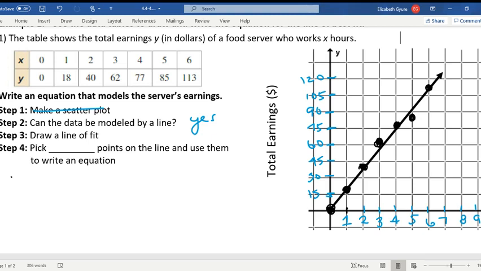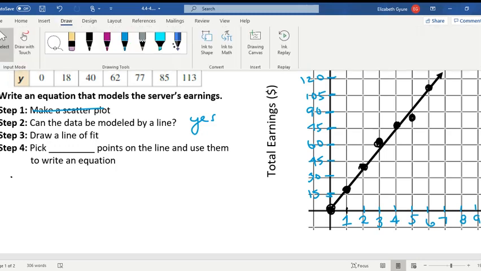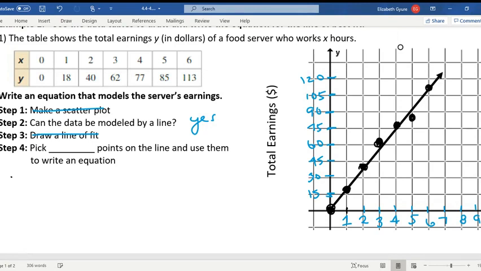So there's that line. All right, now we've done step 3. Now, step 4 says pick 2 points on the line and use them to write an equation. Today we're going to pick the same 2 points so that we have the same graph going on, okay? So let's pick 2 points. Take a look, what are some points that this line actually goes through?